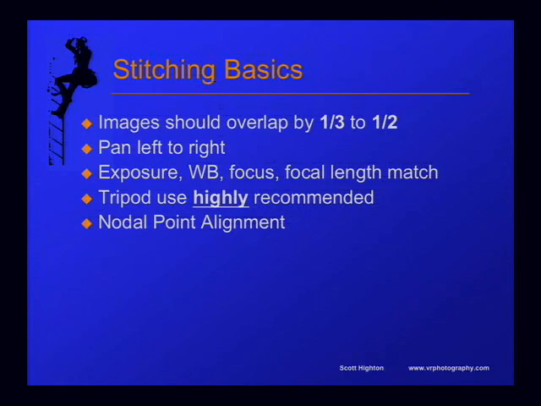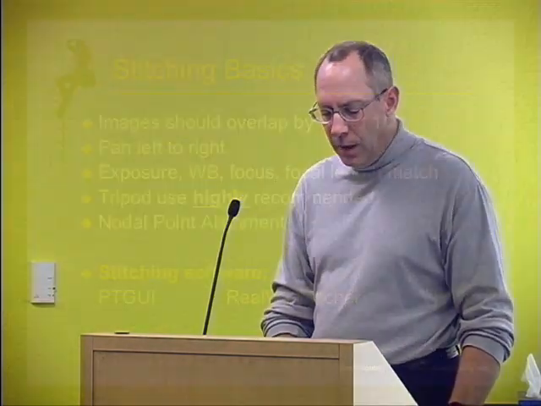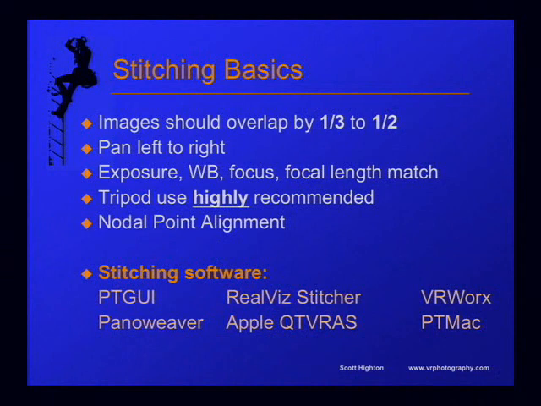Yeah, the nodal point alignment is not so critical when all of your subjects are distant from the camera, but as they get closer, you get more of a parallax error as you pan between them, so they're changing their relative positions in the viewfinder or on the film plane. So it's pretty important when you're doing ultra wide shots that have stuff in the foreground that you need to keep aligned.